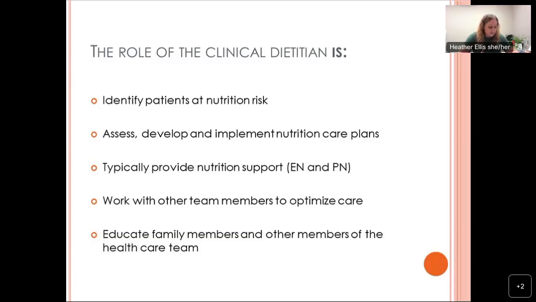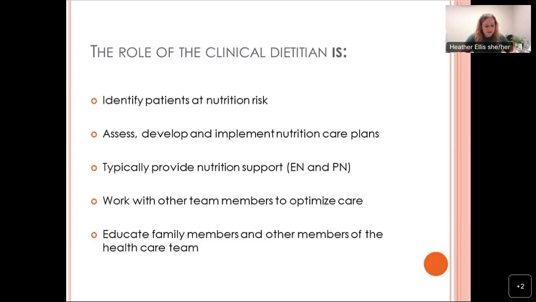So we also review pertinent medical and surgical history, weight history, anthropometrics, food intake history, physical assessments when warranted, which is called an SGA. We also assess calorie, protein, fluid, and micronutrient needs for each patient. We assess and monitor the risk of refeeding syndrome, and we decide the best route and source for nutrition.